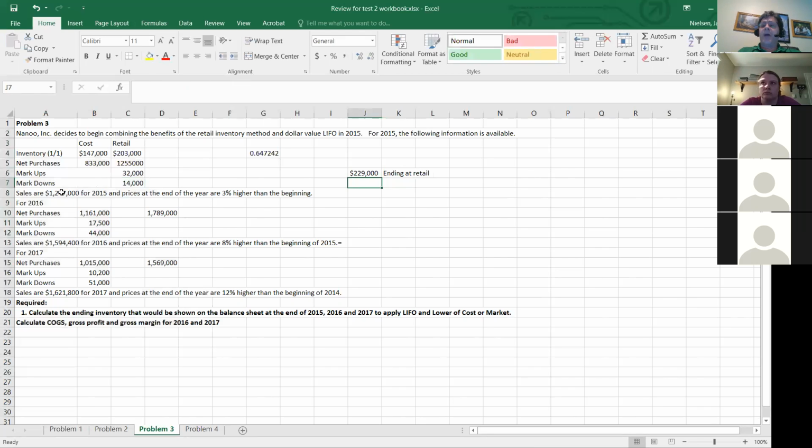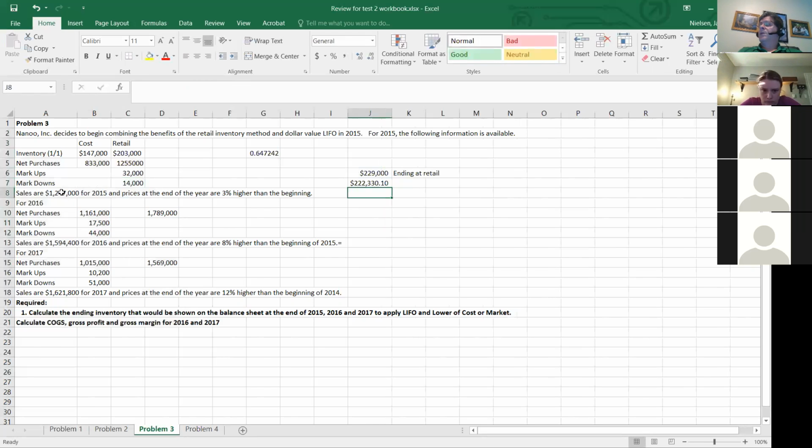Now we got to take out the inflation, right? To see if we have, okay, a new layer. So we take 229 divided by 1.03, because that's how we divide to take out inflation, and we get 222,330. So yes, that's higher than 203. So we have a new layer.